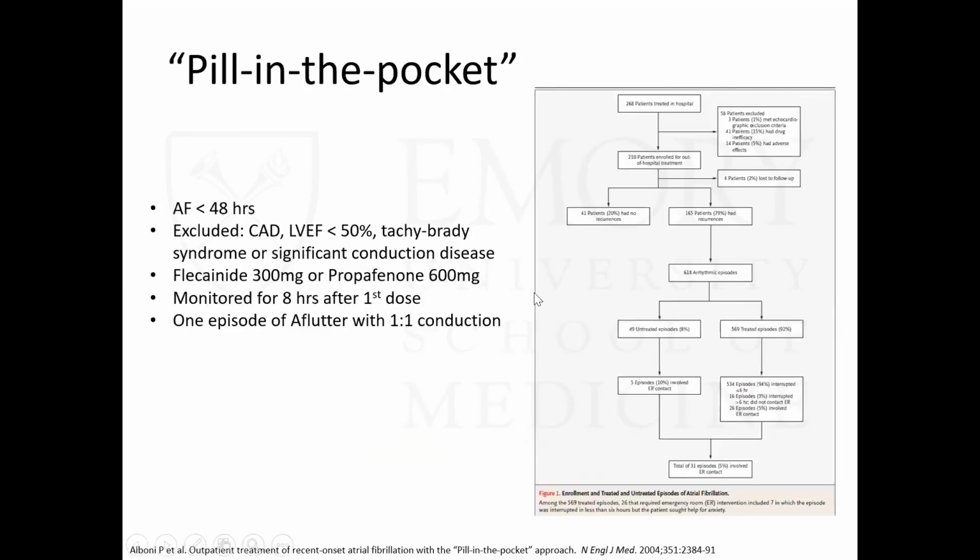I'm not going to talk too much about this pill in the pocket thing. It's mostly an outpatient, but I do just want to mention it. For some people who have very rare episodes of AFib, like once a year, you can take a high dose of a 1C if they've got a structurally normal heart, either 300 milligrams of Flecainide or 600 milligrams of Propafenone, and it can be pretty effective at cardioverting them and getting them back to normal rhythm.